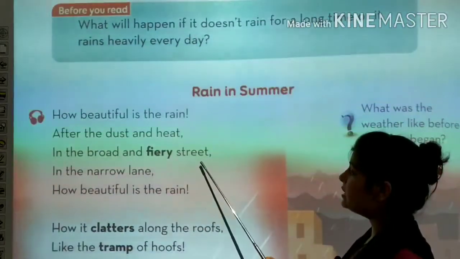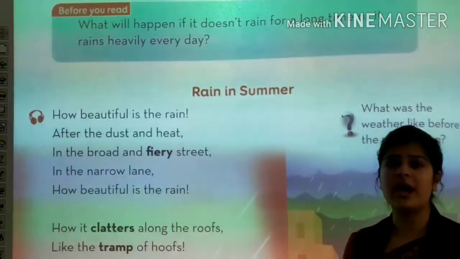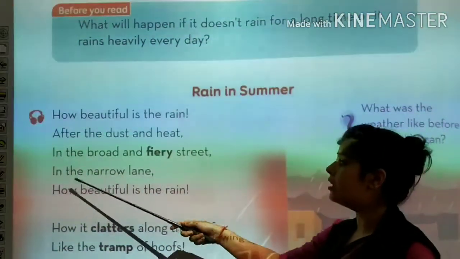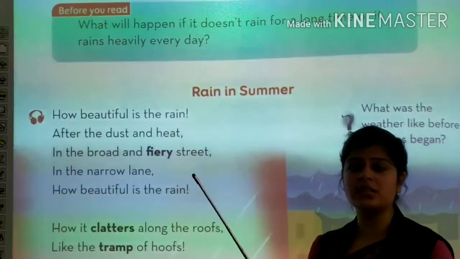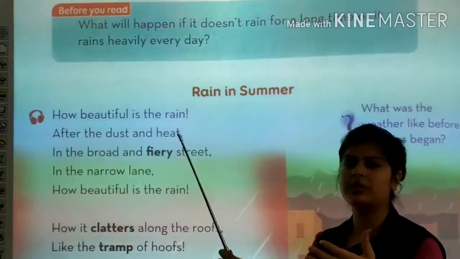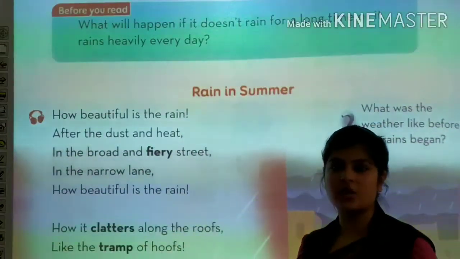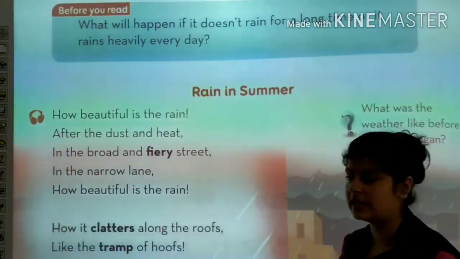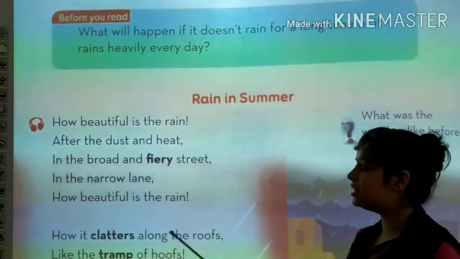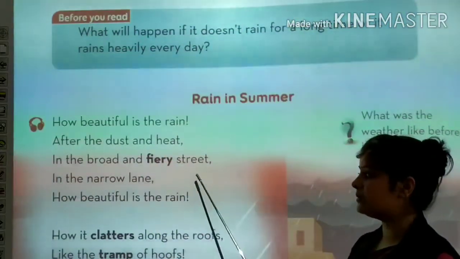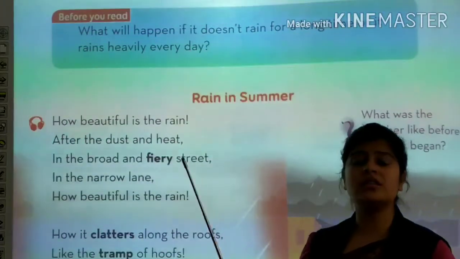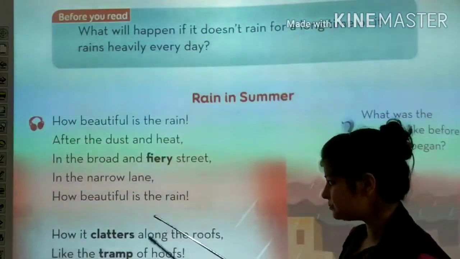In the broad and fiery street, in the narrow lane, it doesn't matter कि अगर वो broad and fiery street में आए या फिर in the narrow lane, वो किसी भी narrow lane means एक thin pavement होता है, दो buildings हो या फिर कोई भी बहुत ही ज़्यादा उनके बीच में जो चलने का रास्ता होता है, that is narrow lane, that is small street we can say. So the poet is describing to us that it doesn't matter कि वो किसी भी broad और fiery street में आए या फिर किसी भी narrow lane में आए, the rain looks beautiful everywhere.